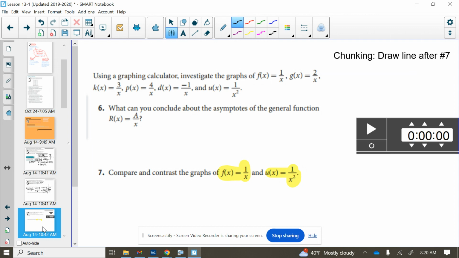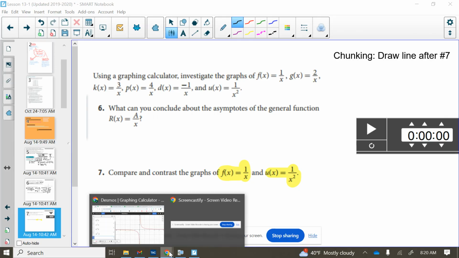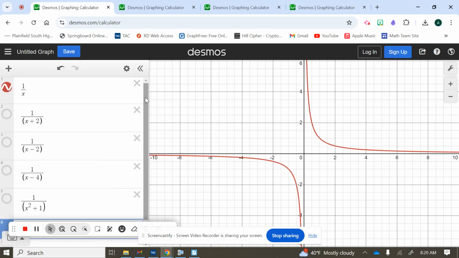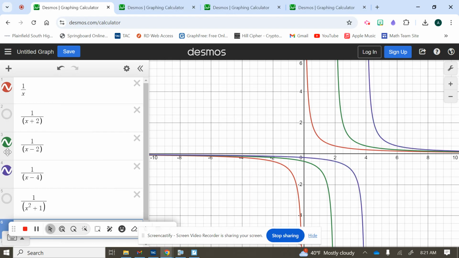Now, in general, we have some things that we can predict based on our function. If we look at this first one, our parent function, 1 over x, the parent of the rational functions, we notice that our denominators are shifting where we see some vertical asymptotes. So instead of being at 0, we have one at -2. Instead of being at 0, it shifted to +2. Instead of being at 0, it shifted over to +4 as our vertical asymptote.